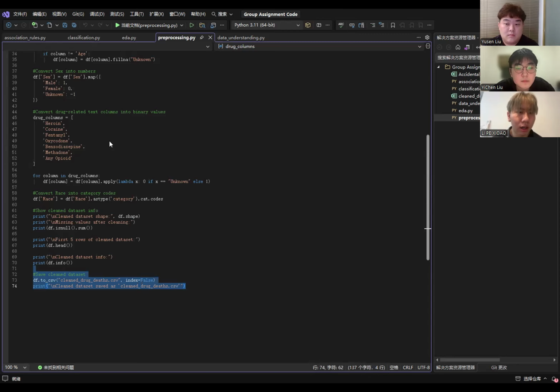Now I will run the pre-processing script. We can see the output confirming the selected columns and that the cleaned dataset has been saved successfully.